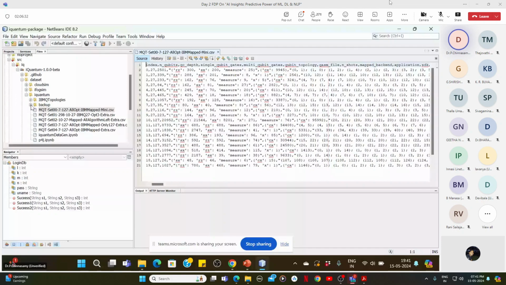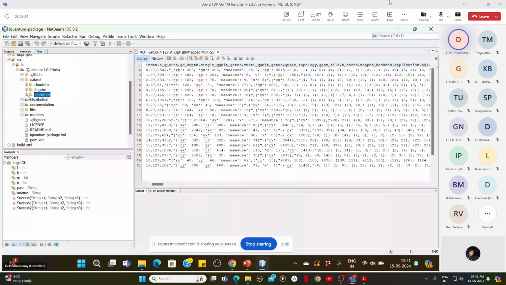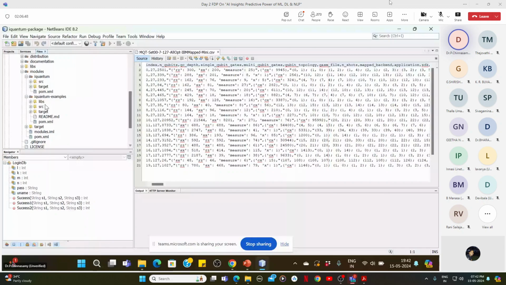Now I'm going to see my modules. Here I have iQuantum and iQuantum examples. Every open source project should have some kind of predefined examples, which run on a configured environment, right? So here I'm just opening one source file and running this file for iQuantum.